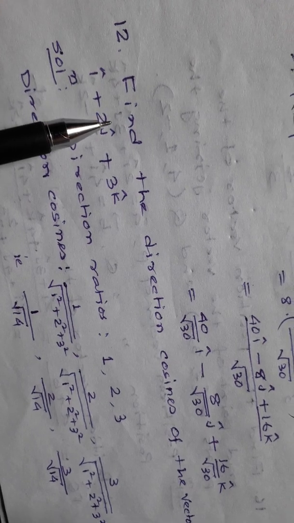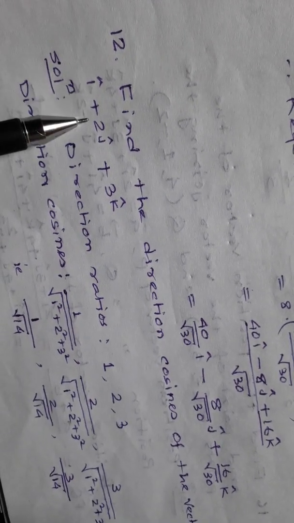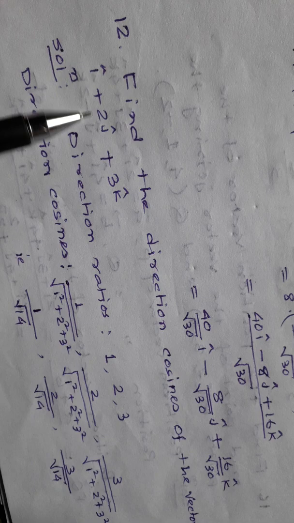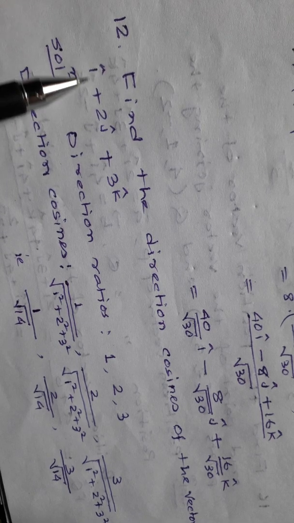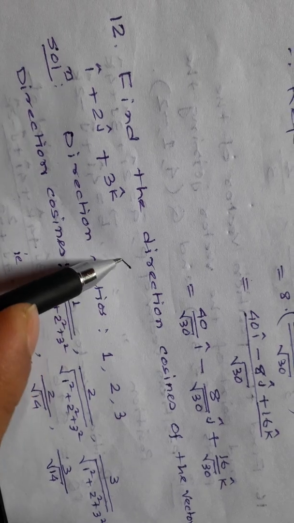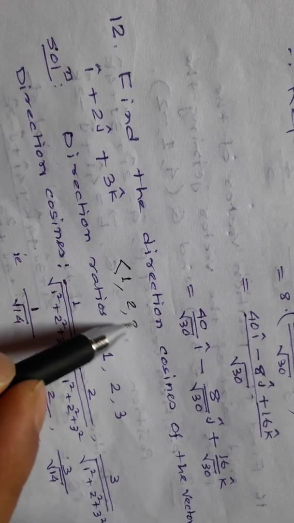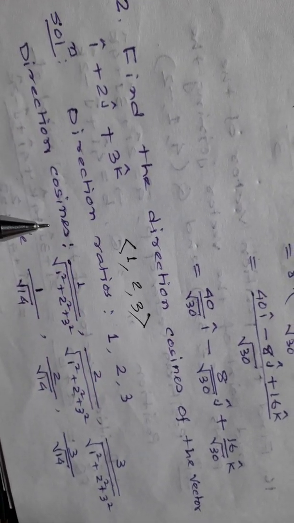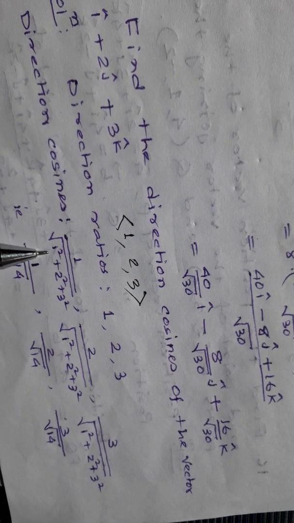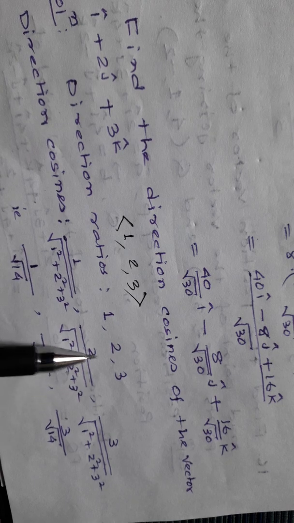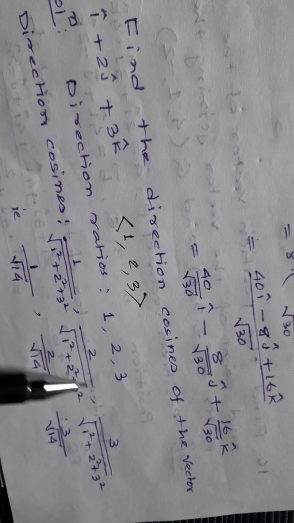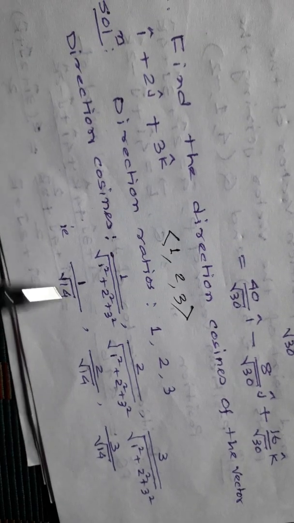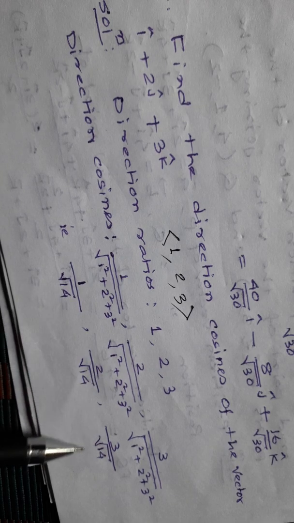Next, number 12. Find the direction cosines of the vector i plus 2j plus 3k. Direction ratios. What are the direction ratios? The direction ratios of the vector are 1, 2, 3. The scalar components are the direction ratios 1, 2 and 3. So direction ratios are 1, 2, 3. Therefore direction cosines will be 1 by root 1 square plus 2 square plus 3 square, comma 2 by root 1 square plus 2 square plus 3 square, comma 3 by root 1 square plus 2 square plus 3 square. That is 1 by root 14, 2 by root 14, 3 by root 14.